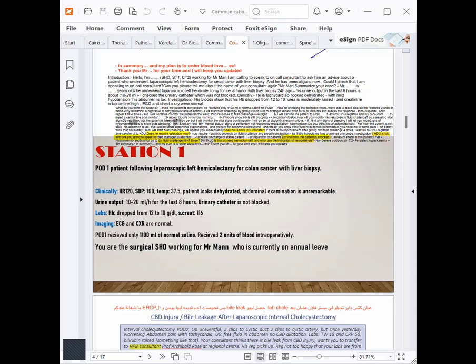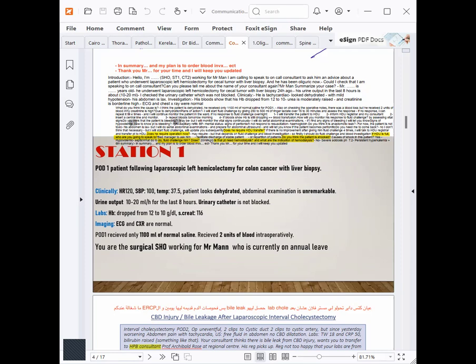What do you mean by looks dehydrated? I mean, what is his urine output? I'd say 10 ml per hour. In how many hours? In the last 8 hours. Okay. What do you think the cause is?